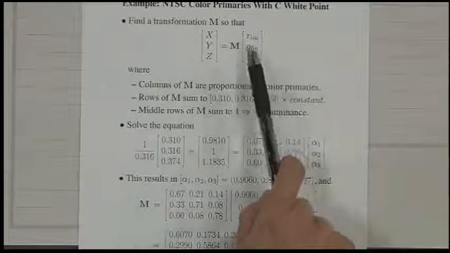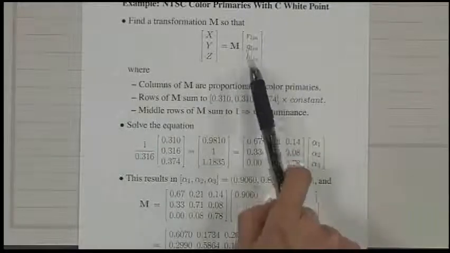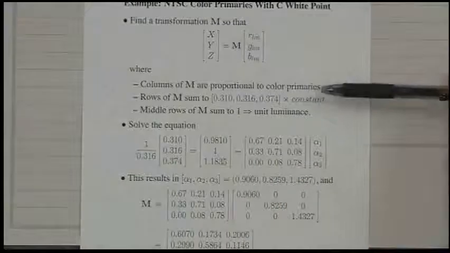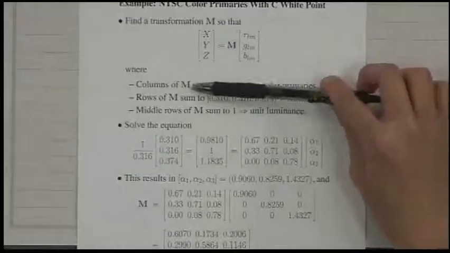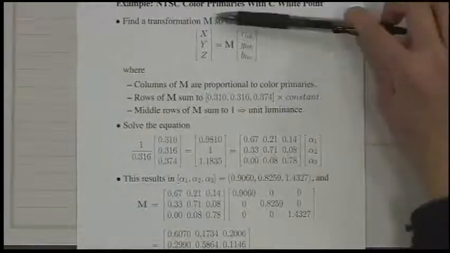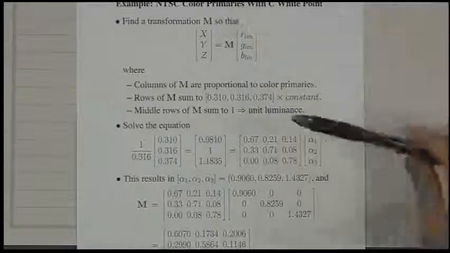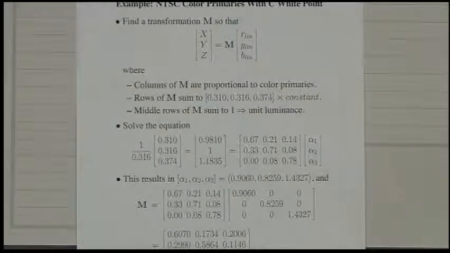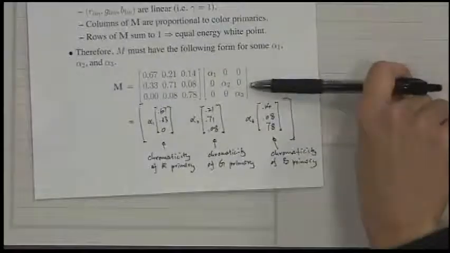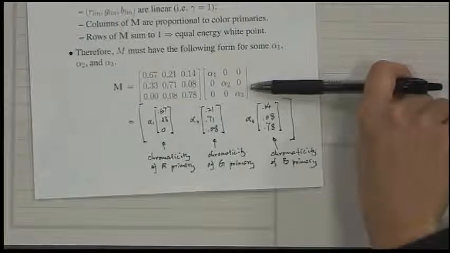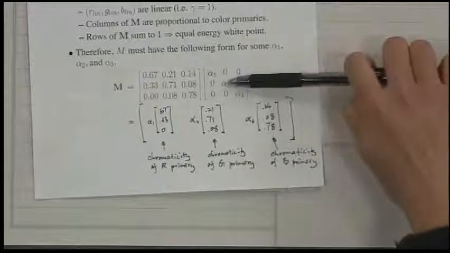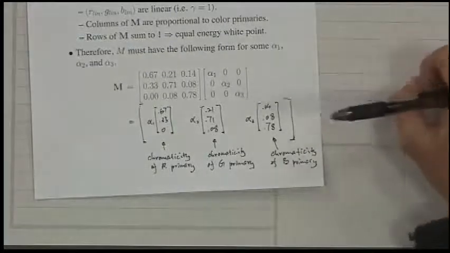If we consider RGB equal to 1, 0, 0 or 0, 1, 0 or 0, 0, 1, then you can argue that the columns of the M matrix should be proportional to the color primaries of the NTSC standard. So that essentially means, again, we're going back to this form of M. Because the primaries are the same, we get the same form of M, but alpha 1, alpha 2, alpha 3 will be different because we changed the white point.